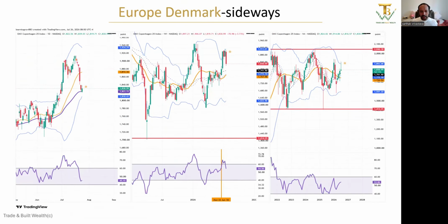Denmark is completely sideways. It's just jumping around this support, this resistance, and this support overall. If someone does option selling, then this could be a really interesting chart, because you can sell calls over here, you can sell puts here, and all this can work.